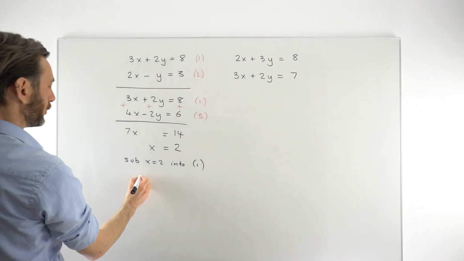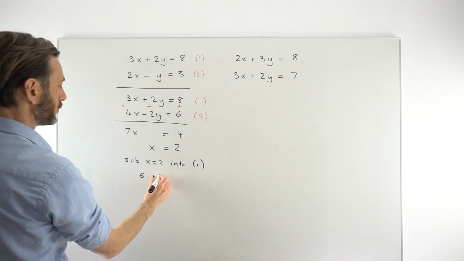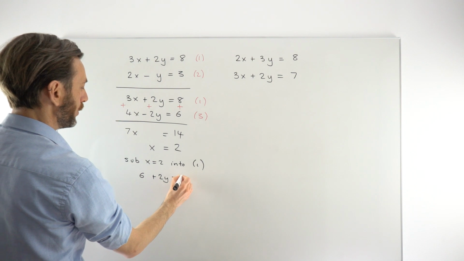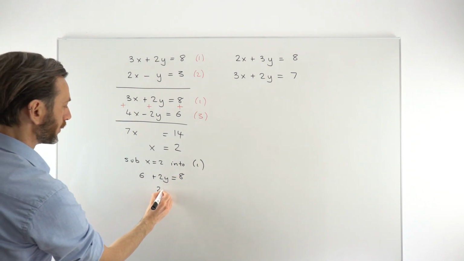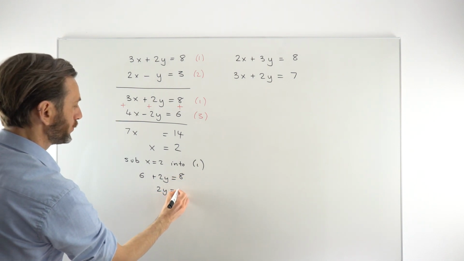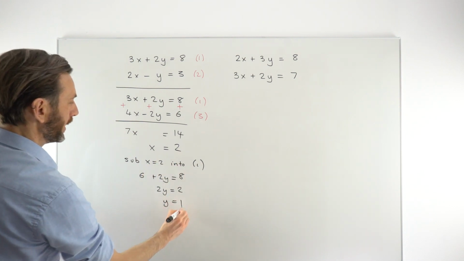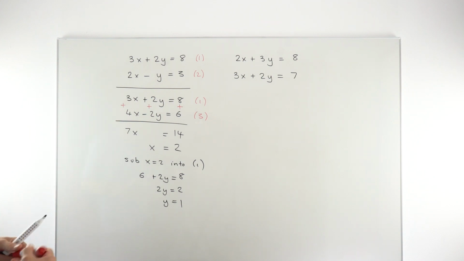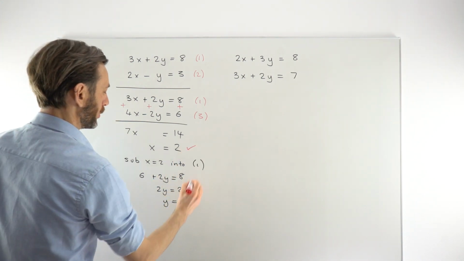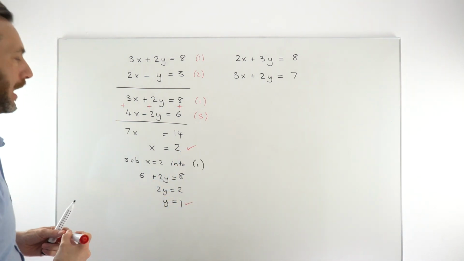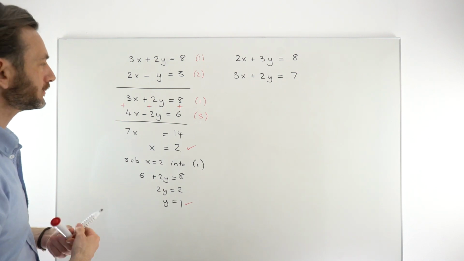So 3 times 2 gives you 6. Just writing down the rest of the equation, plus 2y equals 8. So you're going to get 2y equals 2 by moving the 6 to the other side. Solving that, you get y equals 1. So that's basically our solution pair there, x equals 2 and y equals 1.